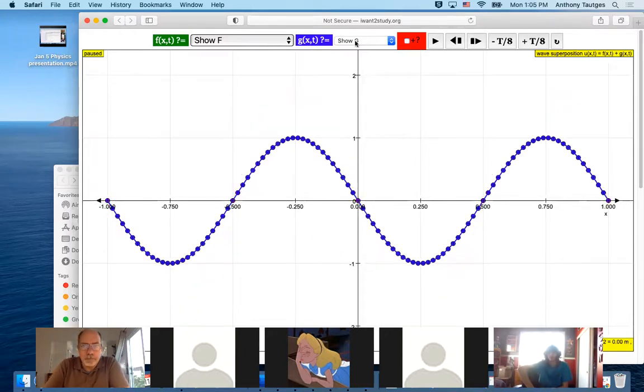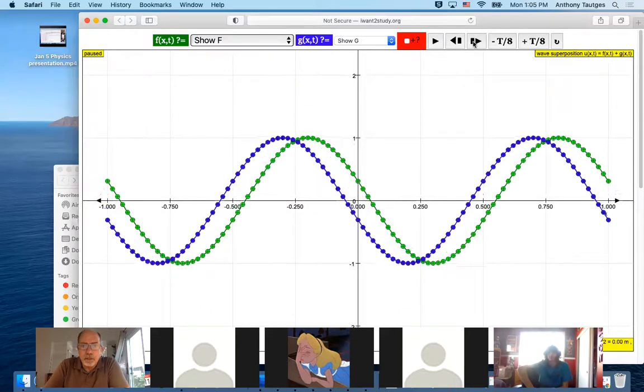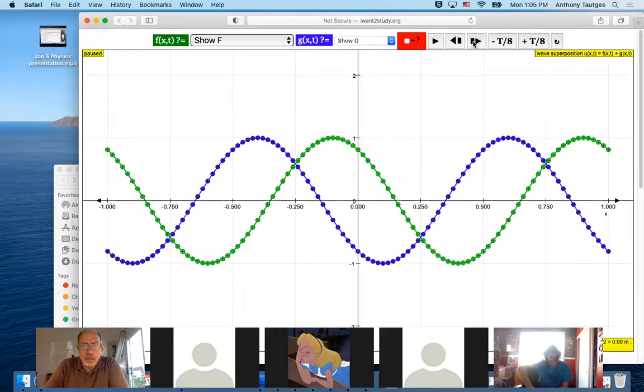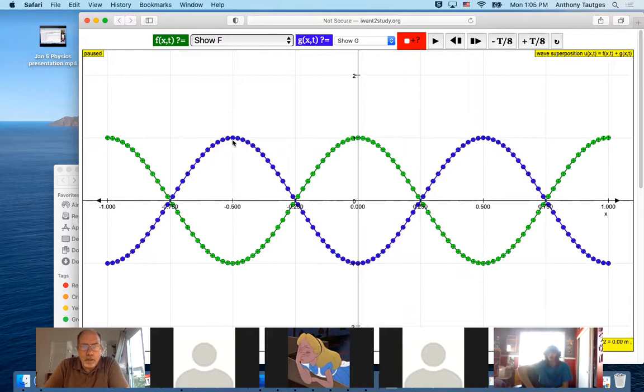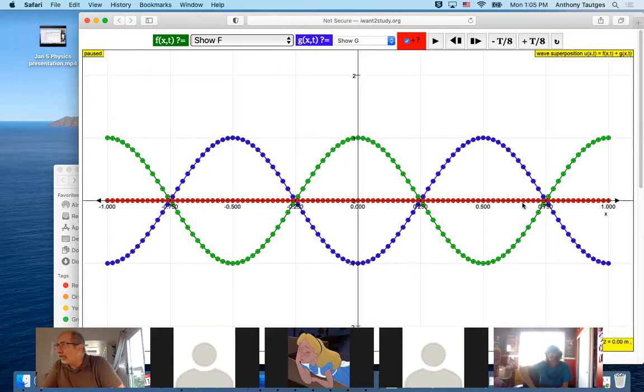All right, now let's let this thing run. Actually, I'm going to step it. And another short time later, okay, now a crest is going to match up with the trough. A crest matches up with a trough, and a crest matches up with a trough. And what we get is destructive interference. Not just destructive interference, but total destructive interference.